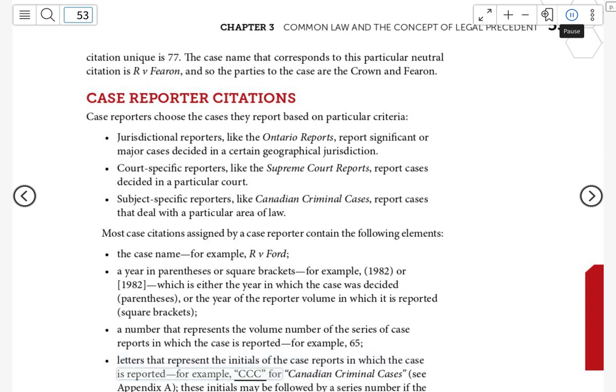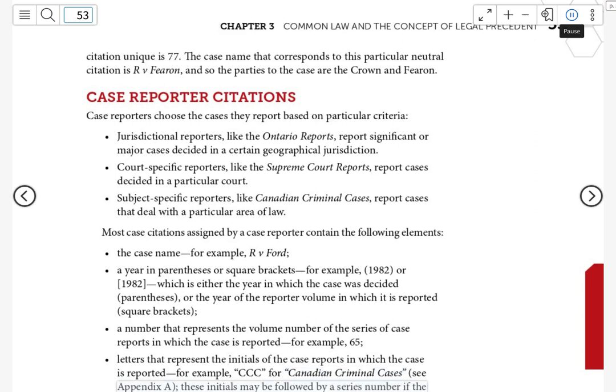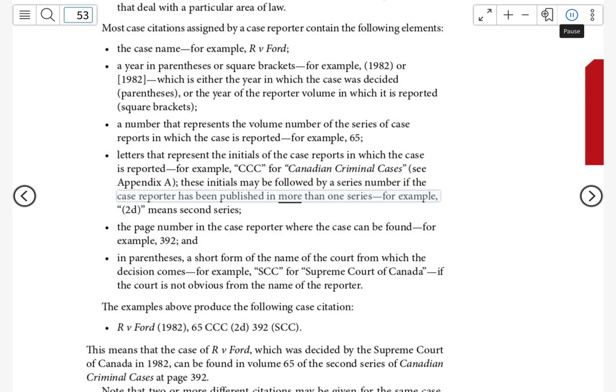Ford, a year in parentheses or square brackets, for example, 1982, which is either the year in which the case was decided (parentheses), or the year of the reporter volume in which it is reported (square brackets), a number that represents the volume number of the series of case reports in which the case is reported, for example, 65, letters that represent the initials of the case reports in which the case is reported, for example, CCC, for Canadian Criminal Cases, see Appendix A.